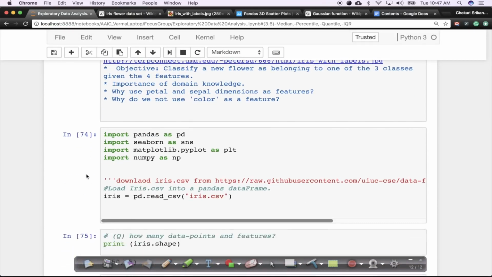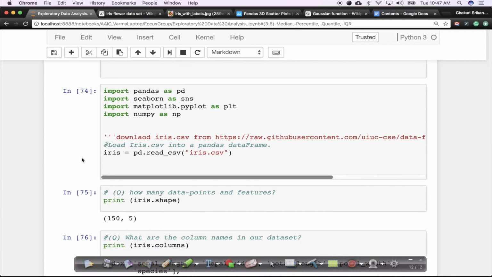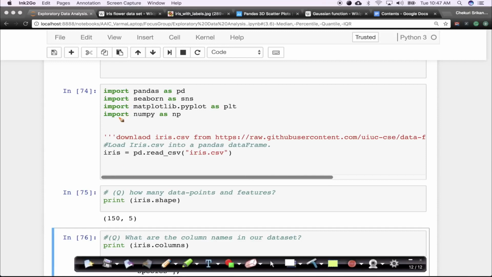So let's go and run. My first question is, in this iris dataset, how many data points are there? So let's go through some simple code. Let's be Sherlock Holmes. I'm just importing a bunch of libraries. In our Python section, we learned about pandas, seaborn, matplotlib, and numpy. I'm just importing these libraries, and I've downloaded my dataset of iris.csv, which is a comma separated value file, from this GitHub resource. And all that I'm doing here, as you have seen in pandas, is I'm just reading a CSV file.